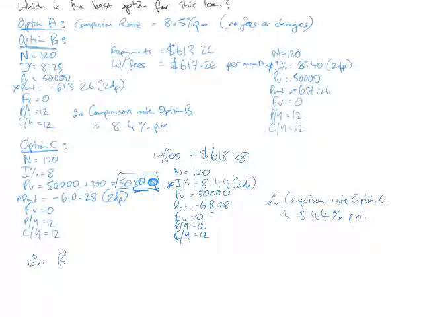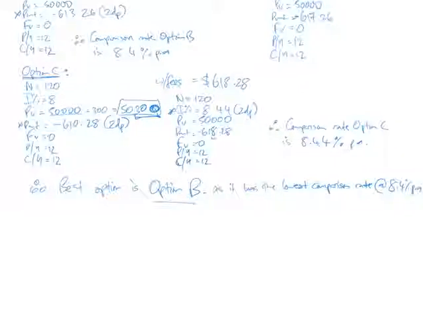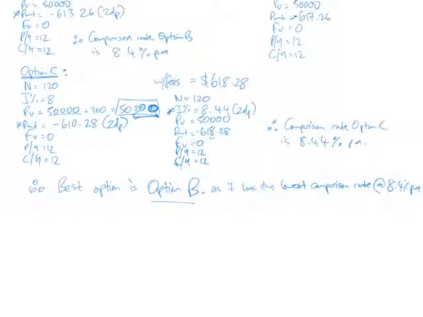Therefore, best option is option B, because considering all the fees and charges, its comparison rate is the lowest. It has the lowest comparison rate at 8.4% per annum. So that, a bit long-winded there, but those are the steps you need to go through to work out the best options, considering all the fees.